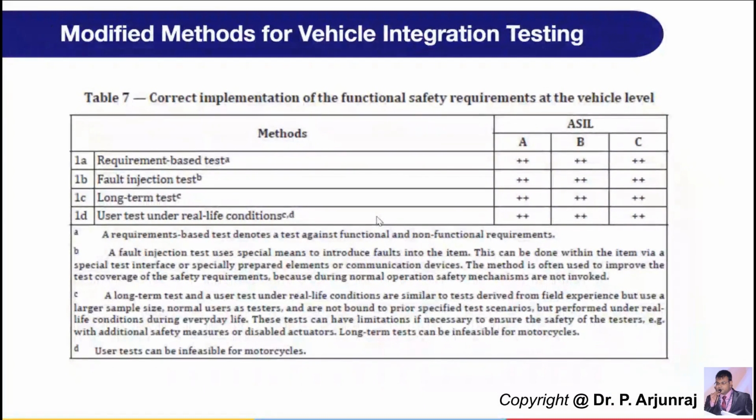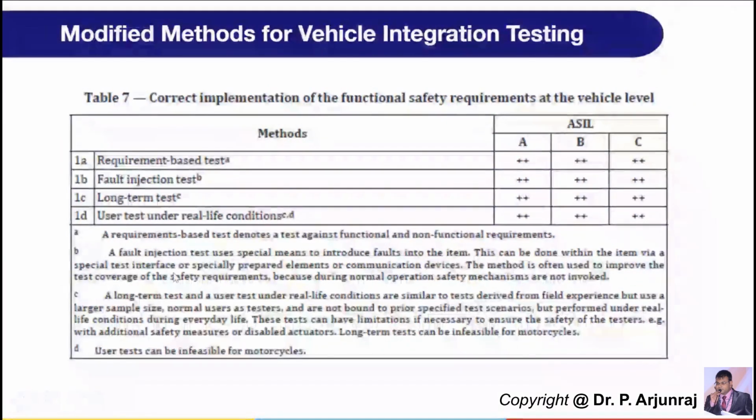Okay, and the second test is the fault injection test. So here what we are doing is manually introducing some fault into the item. Say, for example, I told you for a brake application, if one circuit fails, the other circuit should work. What I am going to do is manually make a fault in one circuit to check whether the second circuit is working or not. The double circuit, what I was telling. So this test can be done with an item where you have a special test interface, or special communication devices or elements, where you introduce a fault injection system to improve the test coverage of the safety requirement.